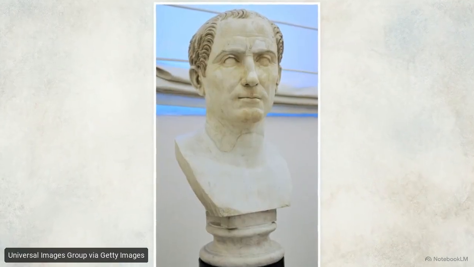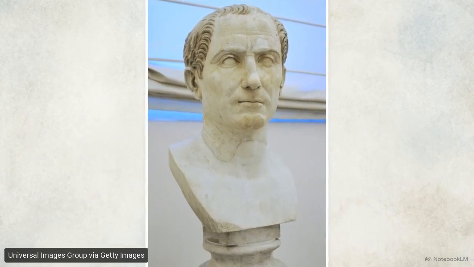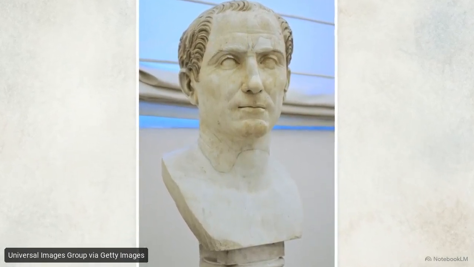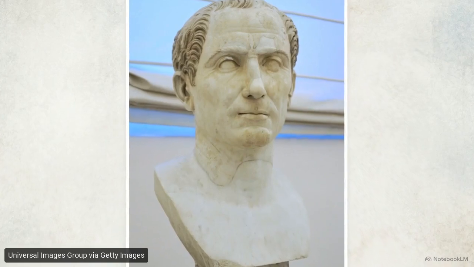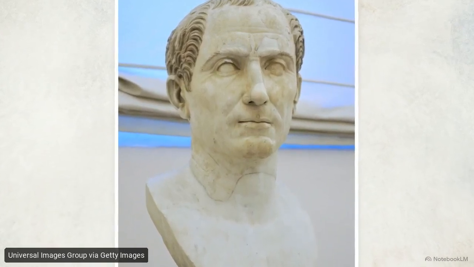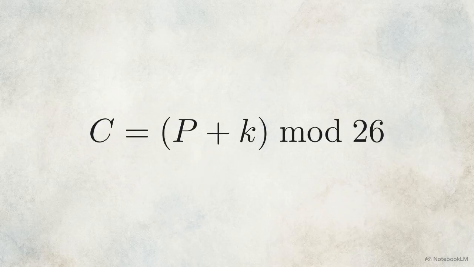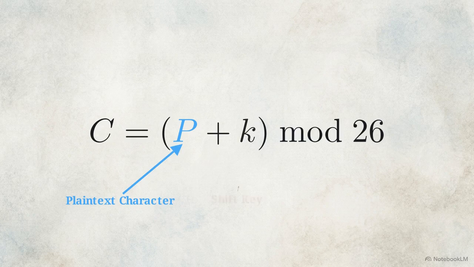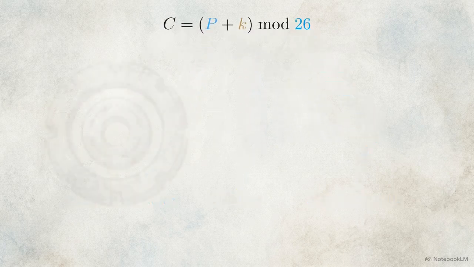Before digital computing, classical cryptography relied entirely on manual letter substitution and rearrangement. One of the earliest documented techniques is the Caesar cipher. We express this shift mathematically as C equals P plus K modulo 26. In this equation, P is the plaintext character, K is your chosen shift key, and 26 represents the total letters in our alphabet. Let's test this logic.